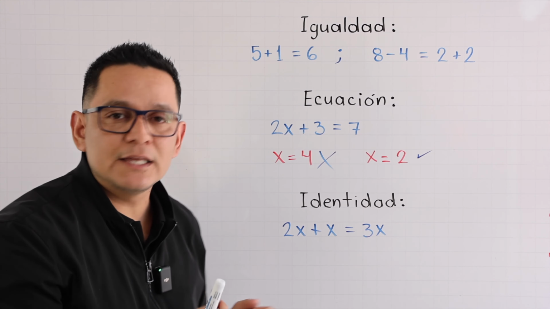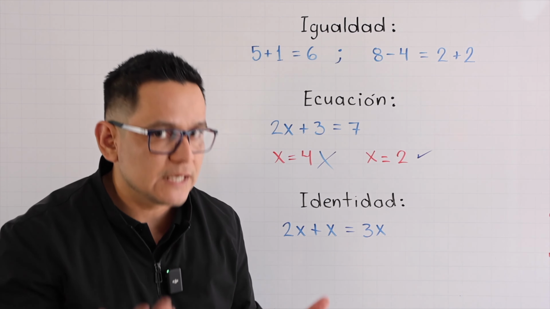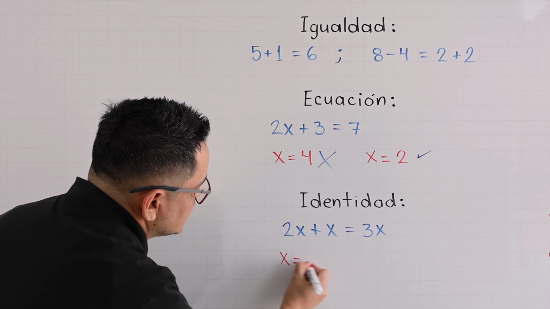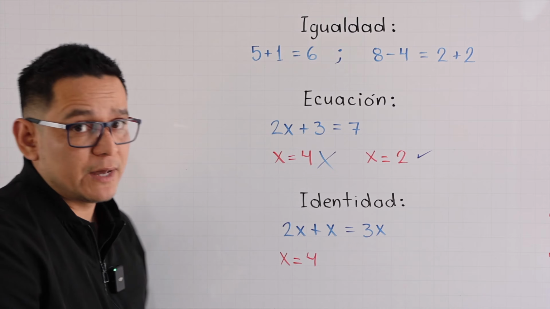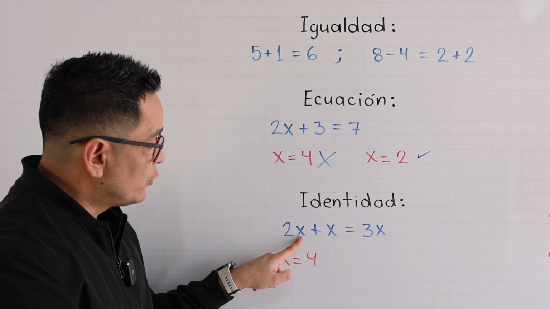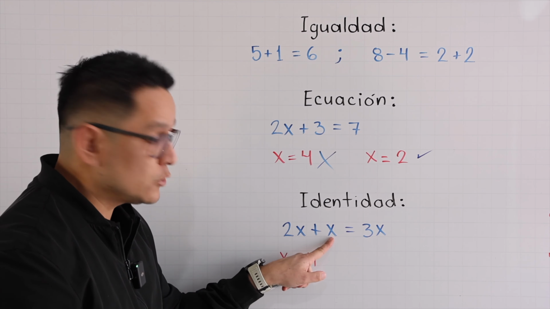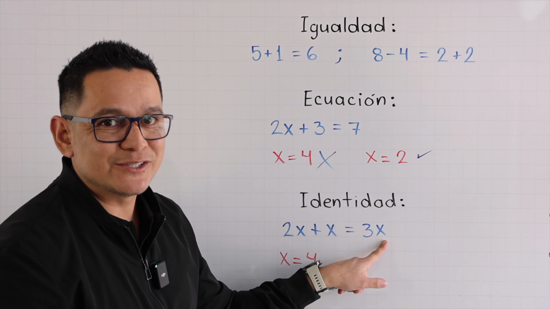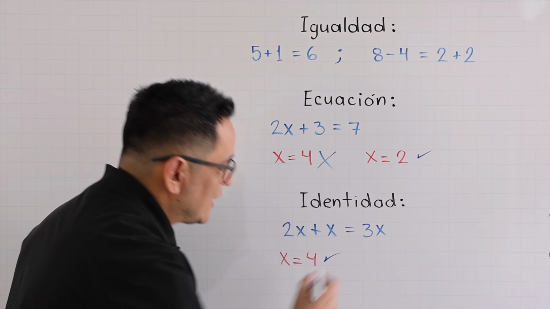Now, what happens, again, with the identity? In the identity, no matter what value you put in, it will always hold true. Look, for example, what happens if x is equal to 4, just to use the same numbers? Here I get 2 times 4, 8 plus 4, that's 12. And on the right side, we also have 3 times 4, which is also 12. So, when x is equal to 4, it works.